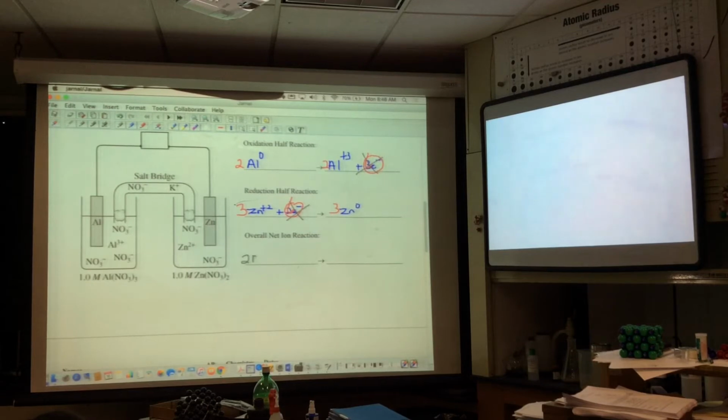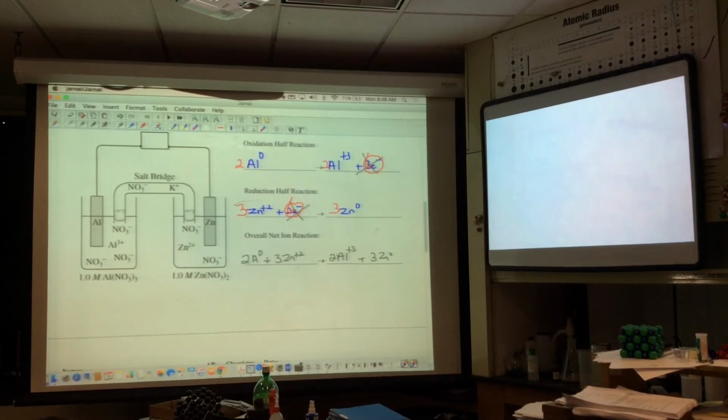I know this is redundant. I know they gave you this. But sometimes it's very helpful to see what's going on here, and we'll see that in a second. So that's the overall. That's how they got that. Now, what else is happening here?